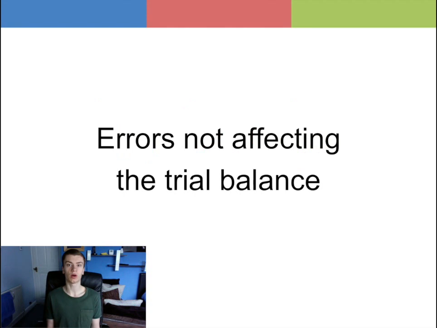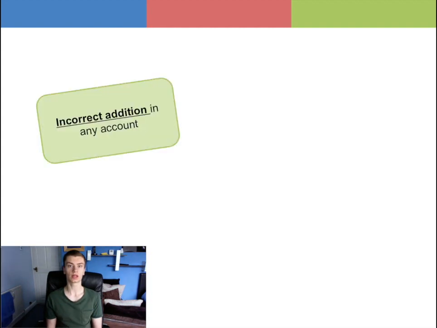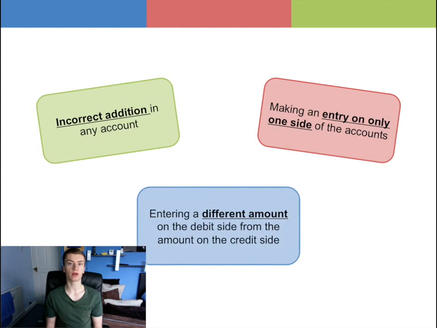In the previous video on the errors not affecting the trial balance, we looked at 6 main errors that do not affect the trial balance, but the balance is still incorrect. As well, there are some errors that mean that the trial balance totals do not equal. The most common include incorrect addition in any account, making an entry on only one side of the accounts. For example, there is a debit entry but no credit entry, or there is a credit entry but no debit entry. And finally, entering a different amount on the debit side from the amount on the credit side. For example, a debit entry was £100 and the credit entry was £110.